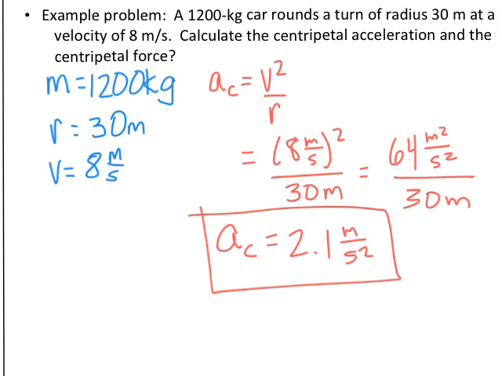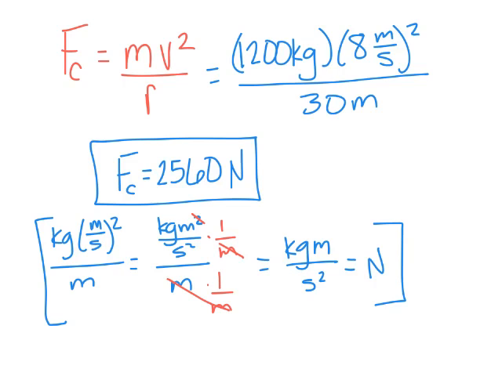So I hope you were able to get an answer of 2.1 meters per second squared. If you did not, take a moment and pause the video and write down all the steps that I showed you. Next, we need to find the centripetal force. From your notes, you should see that centripetal force is mass times the velocity squared over the radius. So go ahead and pause the video, plug your numbers in, and come back and check your answer and see how you did. You should have gotten an answer of approximately 2,560 newtons.